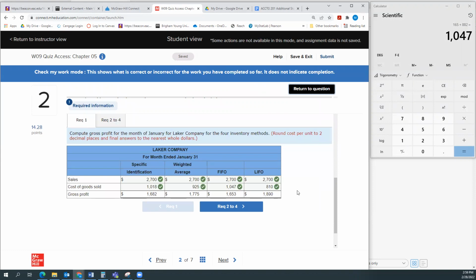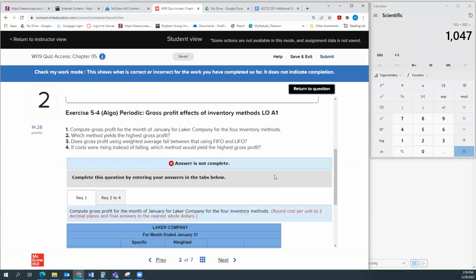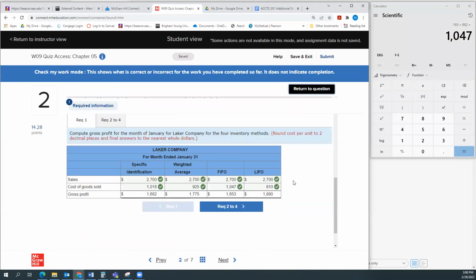So we can see that in a period of rising prices, I mean, sorry, this is falling prices. Our cost went from $6 down to $5 down to $4.50. In a period like that, first in, first out is going to give us our highest cost of goods sold, which will give us our lowest gross profit. Last in, first out will give us our lowest cost of goods sold, which will give us our highest gross profit. And then weighted average will be somewhere in the middle because it's an average. So that pattern always holds true in a period of falling costs.